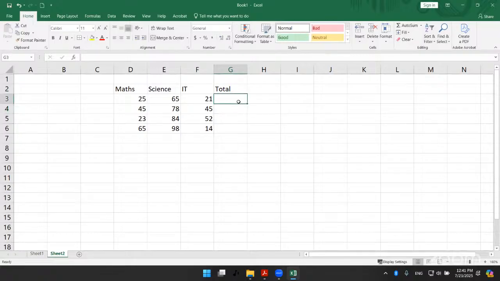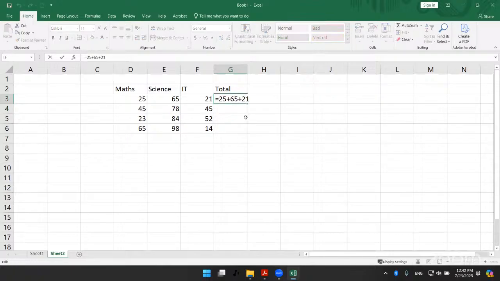How can we write it? There are two methods. The first one is we can just type equal and add 25 plus 65 plus 21. It will give the total mark. But this is difficult when we have several numbers, because for every row we need to type it likewise. It is very difficult.